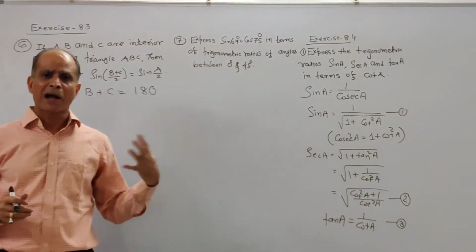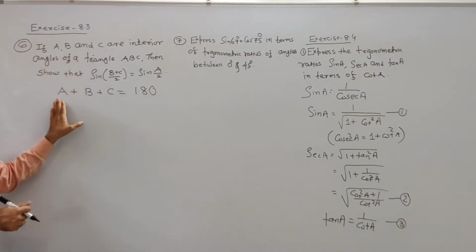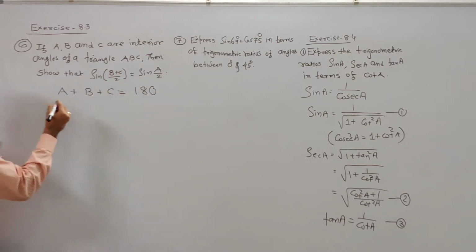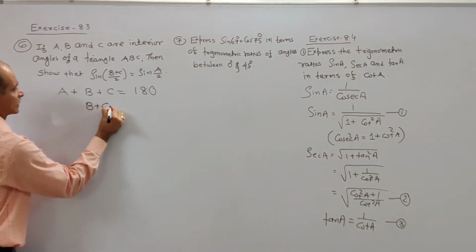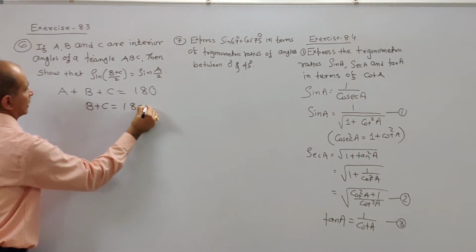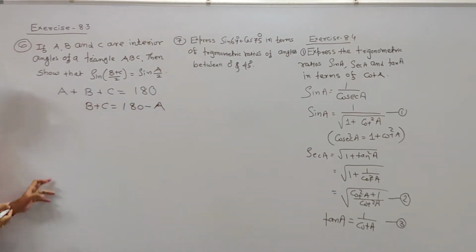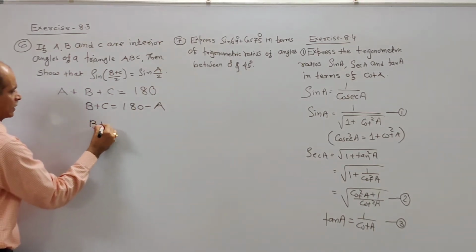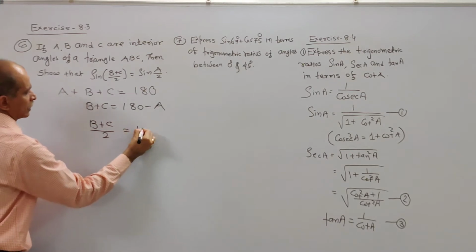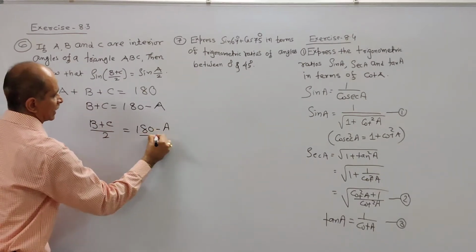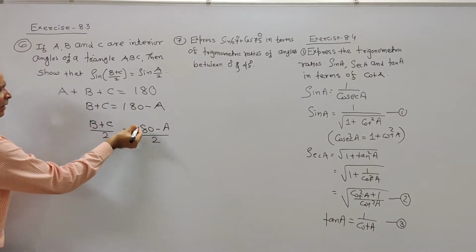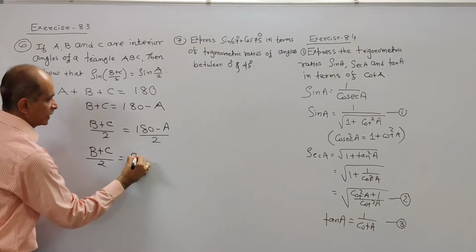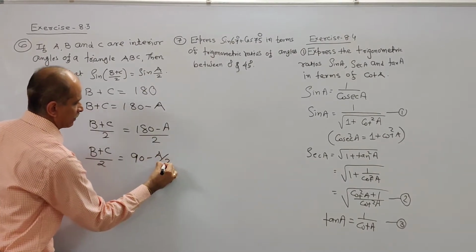So by angle sum property, we can write A plus B plus C is equal to 180. Now here you can write B plus C is equal to 180 minus A. Now here you need (B plus C) by 2, so divide by 2. So you get (B plus C) by 2 is equal to (180 minus A) by 2. Now you divide 180 by 2. Here you get (B plus C) by 2 is equal to 90 minus A by 2.